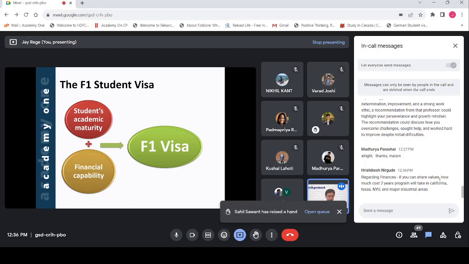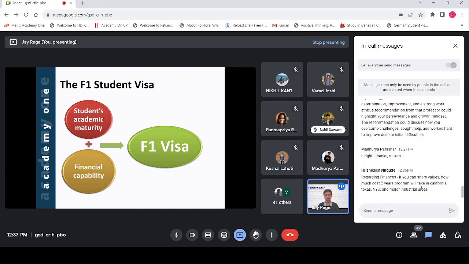If you can share the values of how much it costs for a 2 year program in California, Texas. See, if you're looking at some of the universities, Texas is not very expensive, but California and NYU are slightly expensive. If you're trying to study at NYU, you should be prepared with a budget of, I would say, 65 to 70 lakhs.